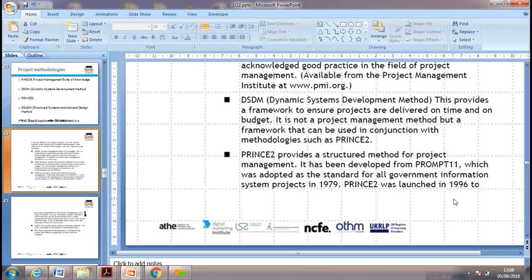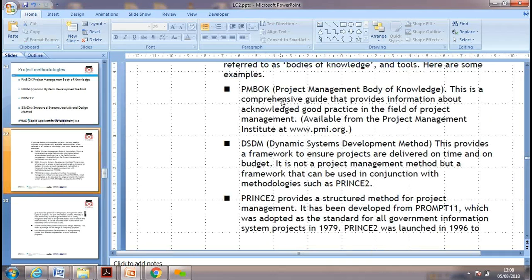Okay, so when we're looking at this, what is meant by PMBOK? This is a comprehensive guide to provide information about the acknowledged good practices in the field of project management. We can find these good approaches from PMI, the Project Management Institute, a chartered institute of project management. Some techniques come under the Project Management Body of Knowledge. This is a comprehensive guide that provides the information, acknowledged good practices.